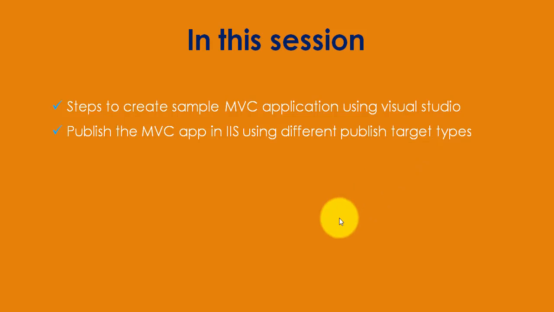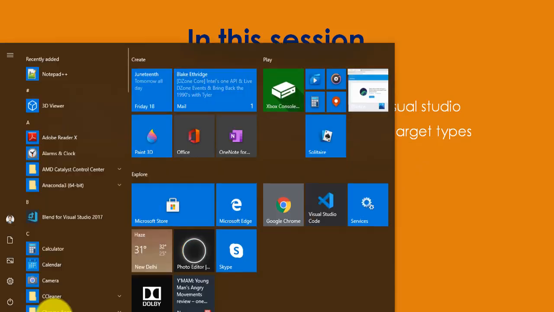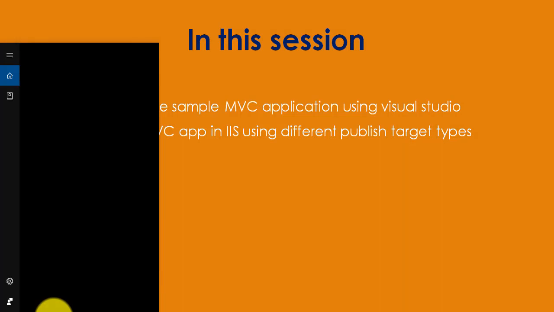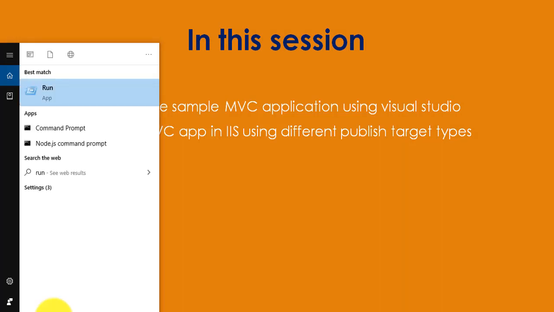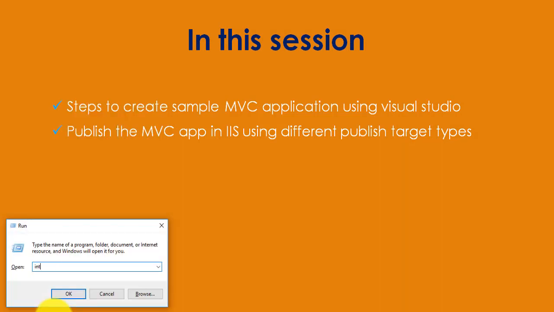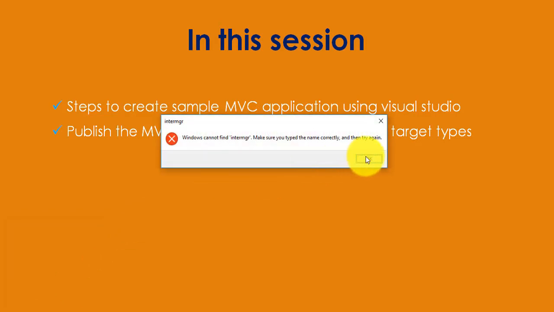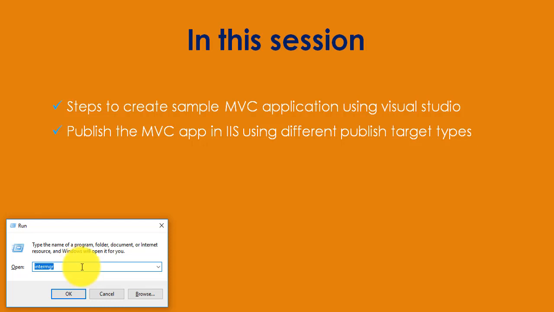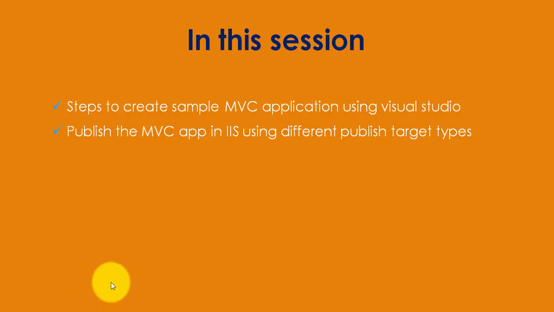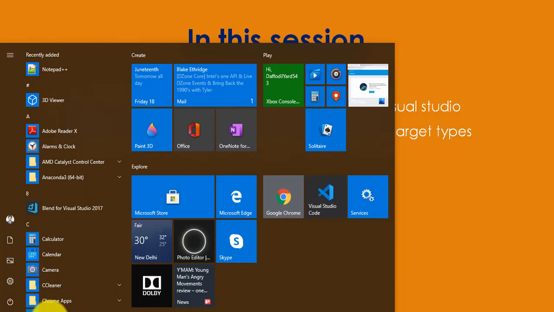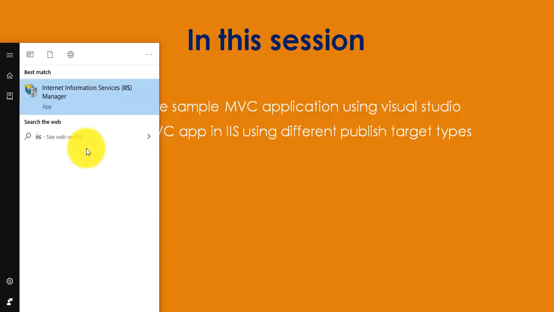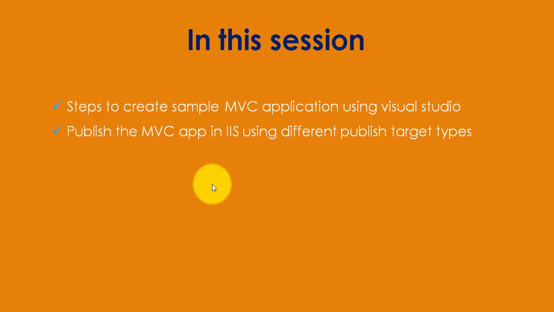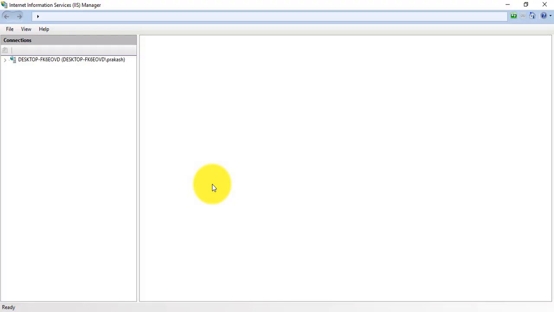Now I'll click on the search here, and I'll type Run. In Run I'll type inetmgr. It will open your, okay, it is not opening. So I just search in this bar for IIS. It will open the Internet Information Services in my Windows operating system. So it opens now.